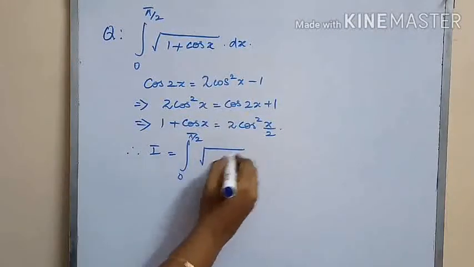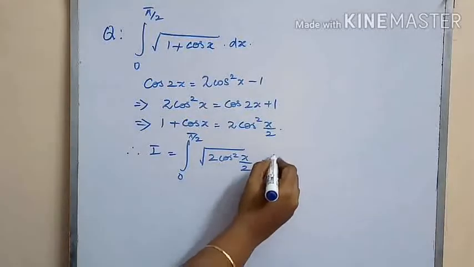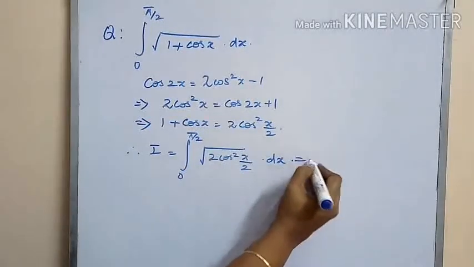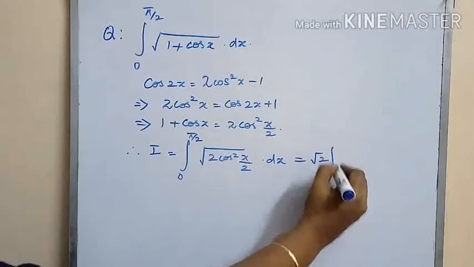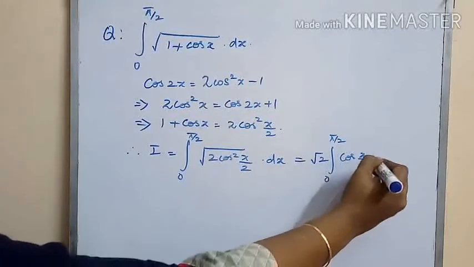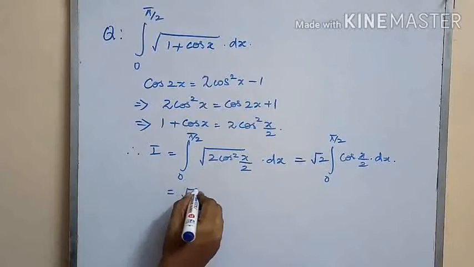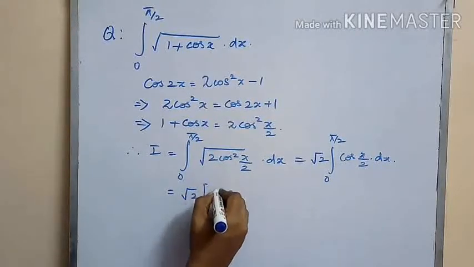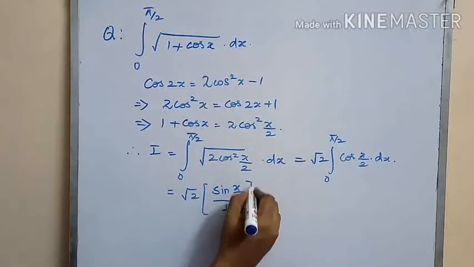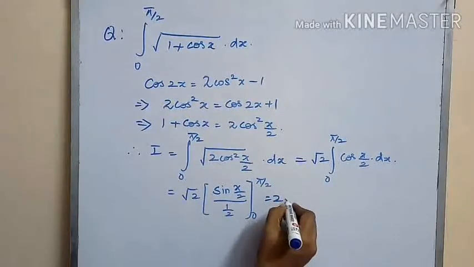Let us substitute this value in I. The limit doesn't change here. So 0 to pi by 2 root of 2 into cos squared x by 2 into dx. In the next step, let us bring root 2 out. We get integral of 0 to pi by 2 cos x by 2 into dx. Square and square root cancels. So we get root 2 into sine x by 2 by 1 by 2, limits 0 to pi by 2.